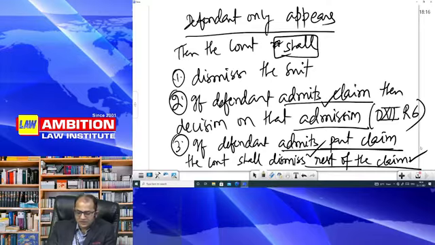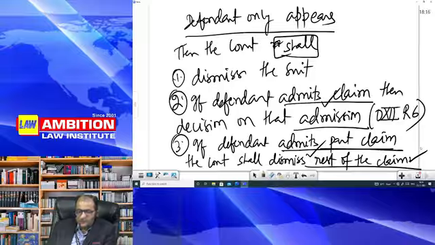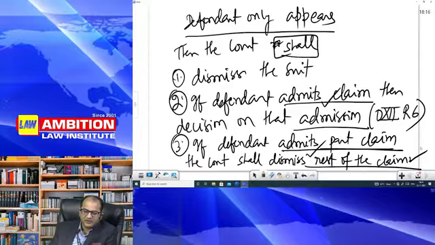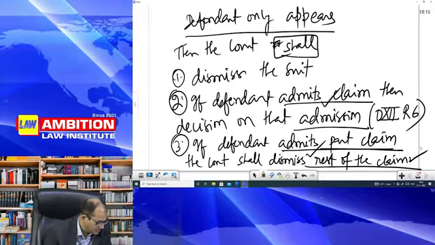First dismiss the suit, entire suit, because plaintiff is not there. If defendant admits claim, this is his benevolence, then we will decide accordingly. Or if he admits part of the claim and does not admit part of the claim, we will decide on the basis of the part admitted and will reject the suit regarding the part not admitted. Very, very simple. Order 9, Rule 8.